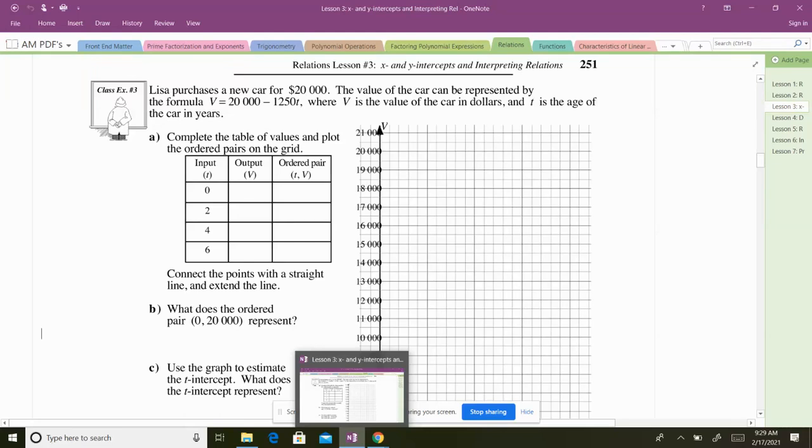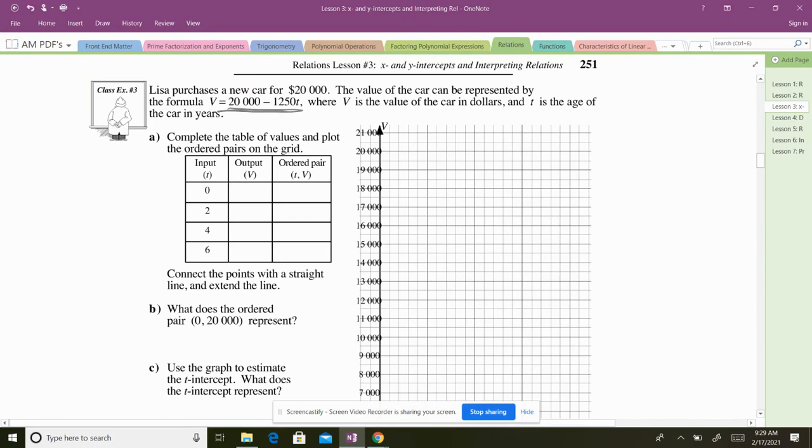So the value of the car is given by this formula: 20,000 minus 1250t, where t is the age of the car in years. So if t is 0, I put a 0 in for t. What is my output? What's the value of the car? 20,000. It's what you initially paid for it.